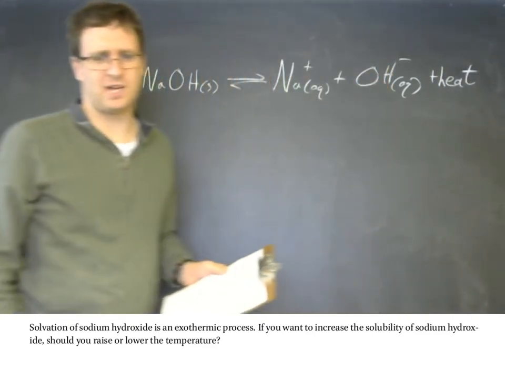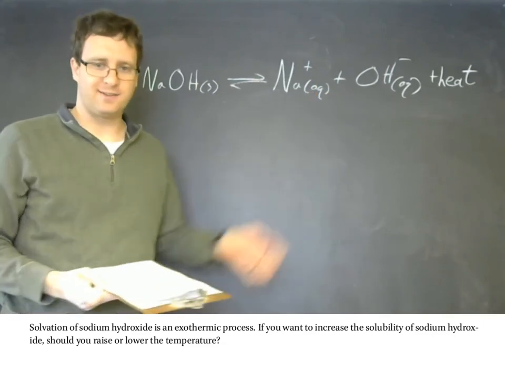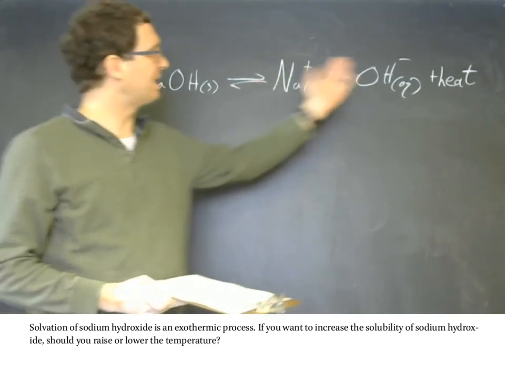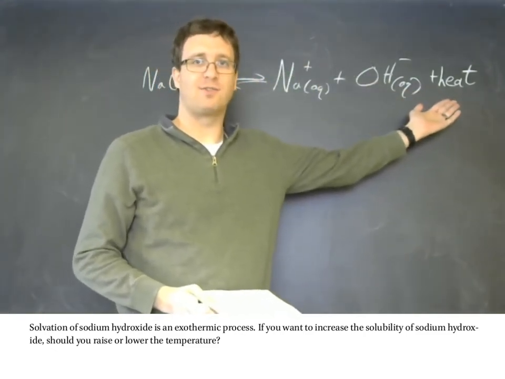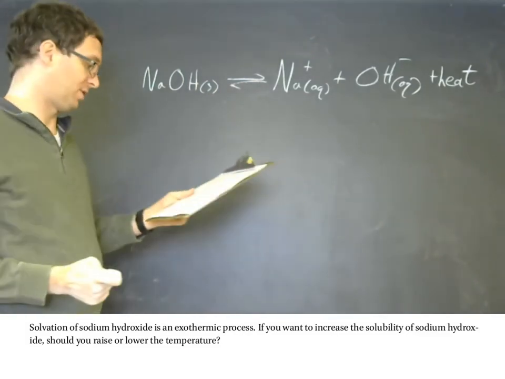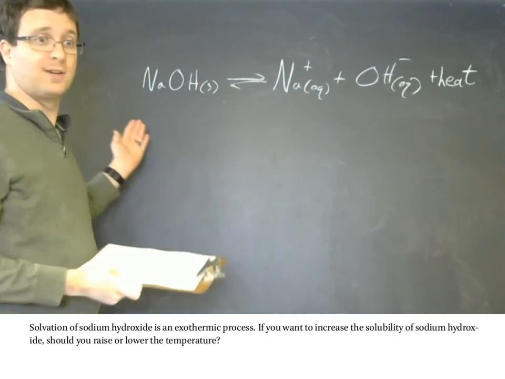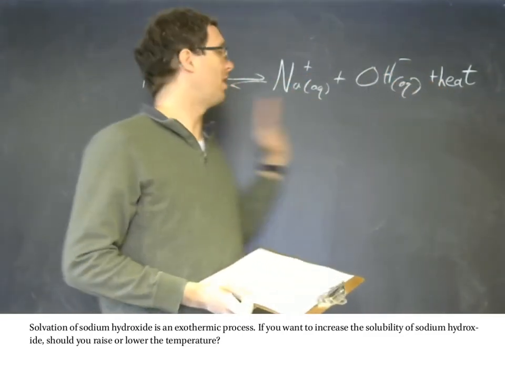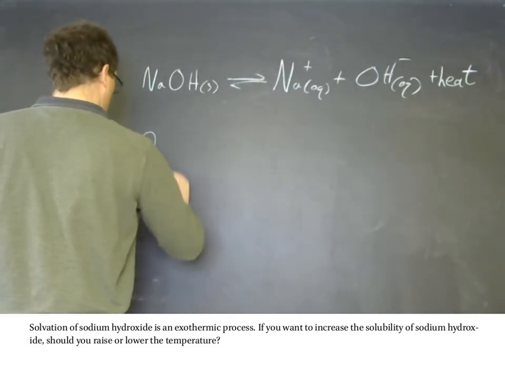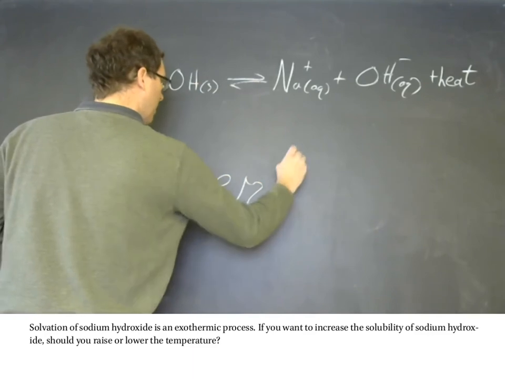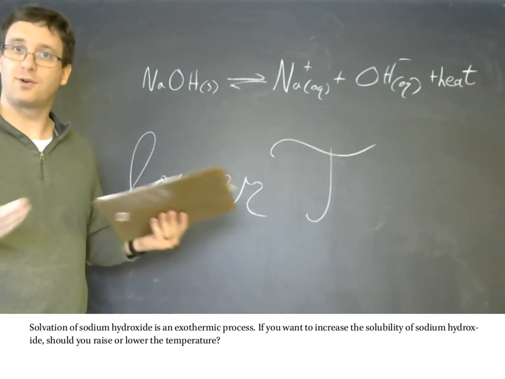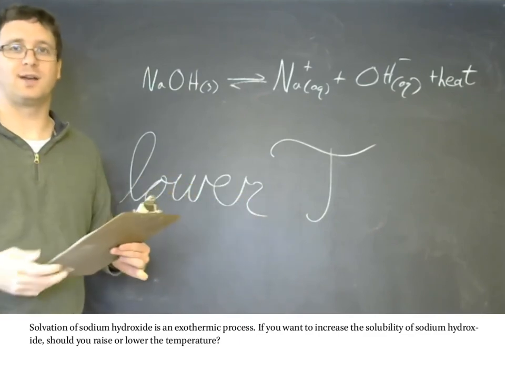using our trick from Le Chatelier's principle, we'll add heat as if it is a product. And so if I were to increase the temperature, it would be as if I'm adding product and shift the reaction over toward reactants. It would be less soluble at high temperatures. And so if I decrease the temperature, that's as if I'm removing product, shifts everything toward the right. And so we should lower the temperature to increase the solubility of sodium hydroxide.